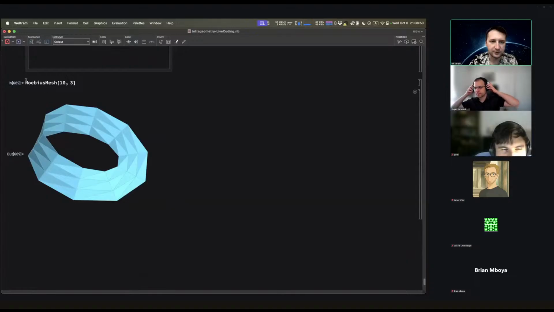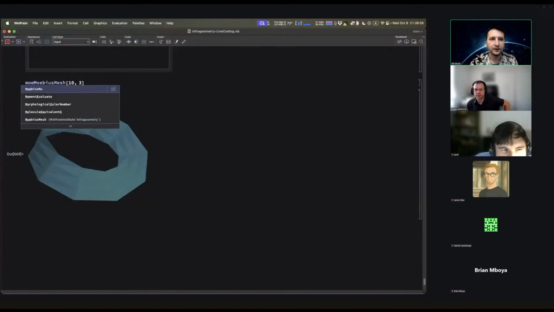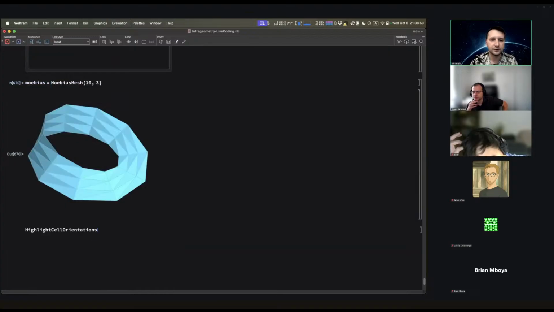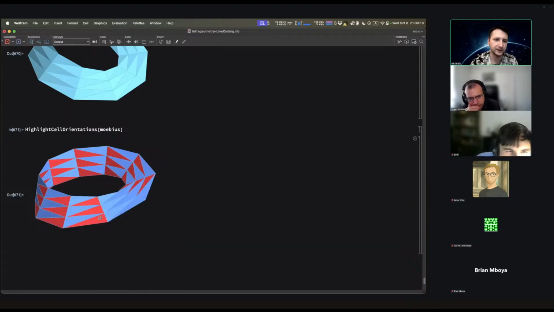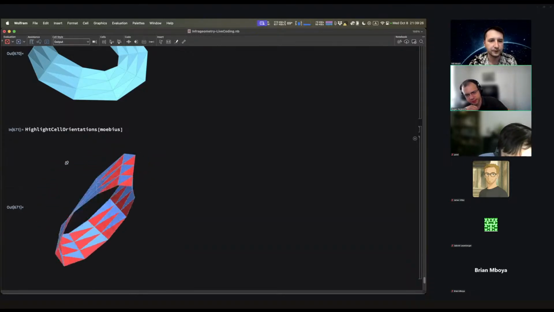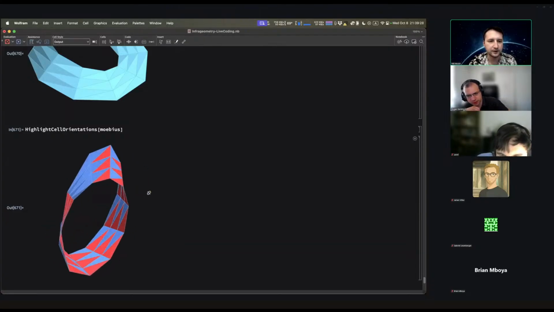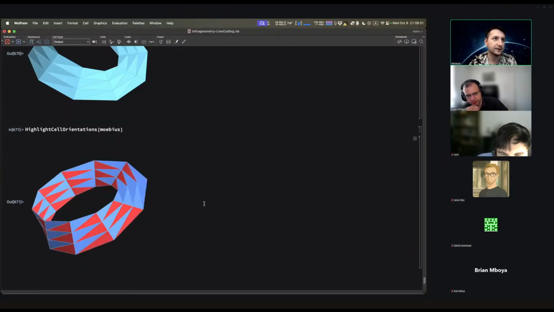For example, highlight cell orientations. So if this is your Möbius, it has some arbitrary orientations. This highlighting basically depends on the particular order of vertices that it's encoded in. These triangles are oriented in one way, the red triangles are oriented another way. It's a signature of that particular ordering of vertices. And if you look at the other side of one of these triangles, so rotate the mesh, no, they are always the same color. This just highlights the permutation of that particular face.